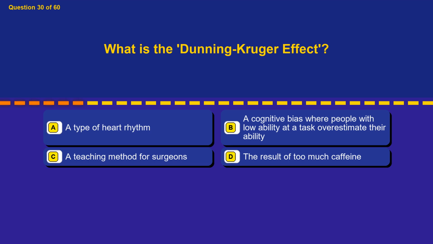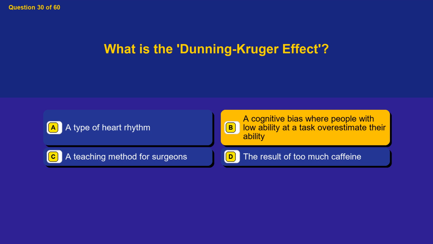Option A, a type of heart rhythm. Option B, a cognitive bias where people with low ability at a task overestimate their ability. Option C, a teaching method for surgeons. Option D, the result of too much caffeine.